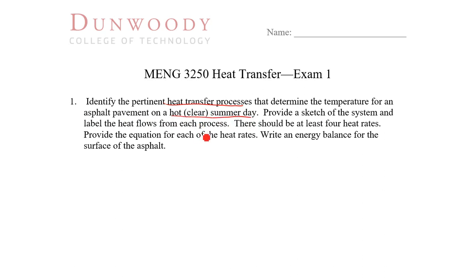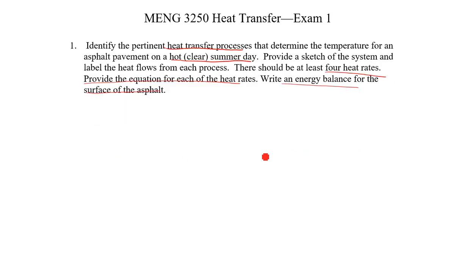We have direct sunlight. Ask for a little sketch of the system and label the heat flows for each process. I'm looking for at least 4 heat rates. Then we're looking for the equation for each of the heat rates and an energy balance for the surface. So let me start with, try to get a little 3D here.